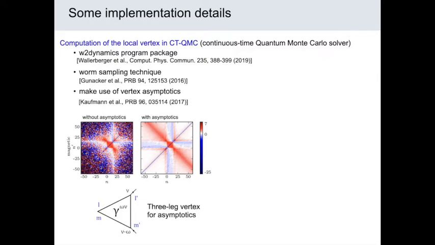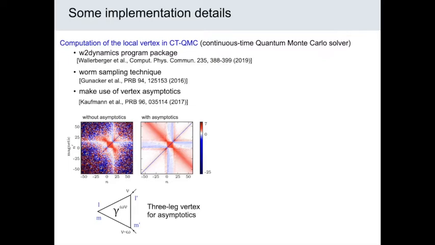One is a worm sampling technique to measure this two-particle vertex function, and also the implementation of vertex asymptotics, which was done by Josef Kaufmann in Vienna. Because you need to think, this object is a huge object. Such a vertex function, the local one, has 3 frequency indices, 2 fermionic frequencies and 1 bosonic. And in addition, for multi-orbital systems, it has 4 orbital indices and 4 spin indices, right? So you need elaborate techniques to make this feasible to compute.